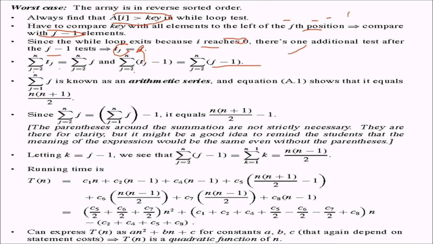And this sigma i = 1 to j is known as the arithmetic series. It is a simple series. So this is equal to n times (n + 1) by 2, simple 1 plus 2 till n, that is (n + 1) by 2. So when we see that this is equal to sigma (j - 1), which is actually equal to (n + 1) by 2, got from here, (n - 1).